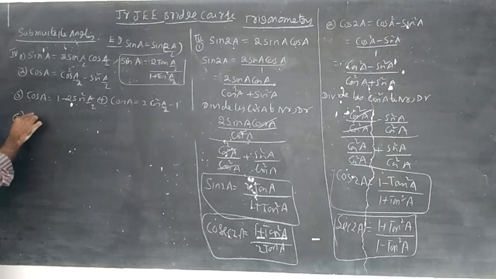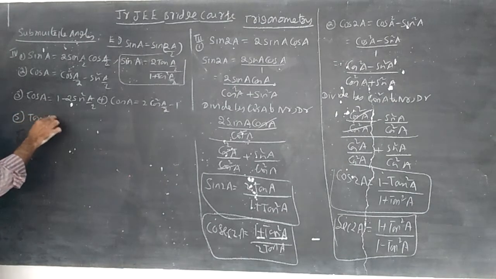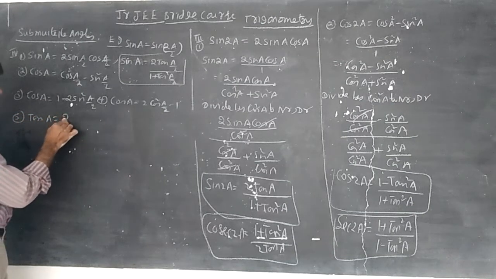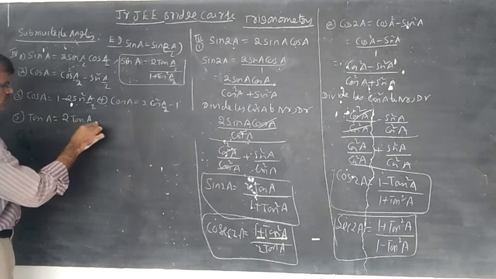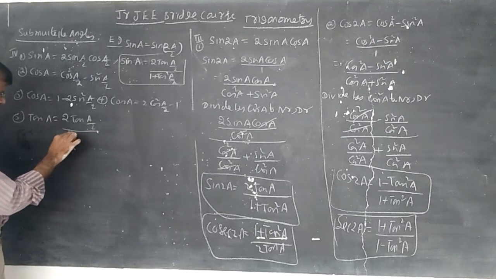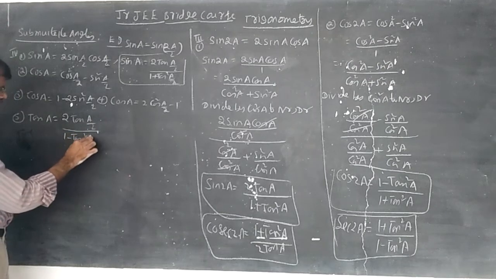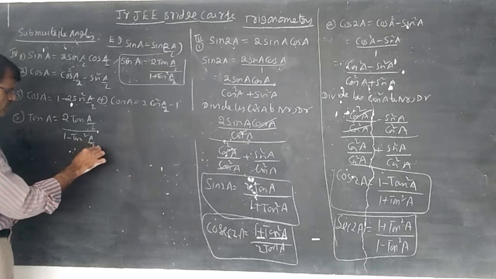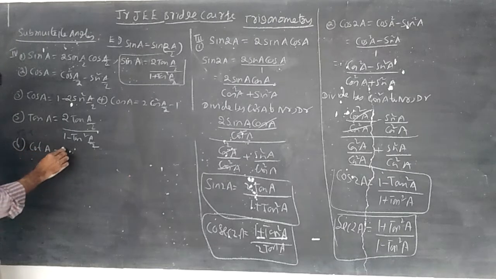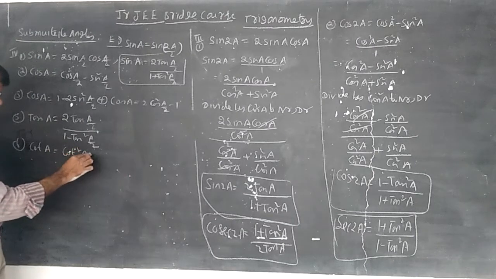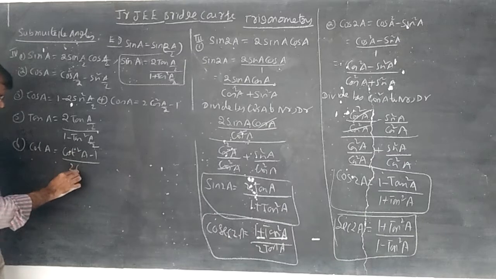Next one, tan A. Of course, tan 2A has the formula 2 tan A by 1 minus tan square A. So it becomes 2 tan A by 2 by 1 minus tan square A by 2. We got cot 2A as cot square A minus 1 by 2 cot A. By saying that, you can write cot square A by 2 minus 1 by 2 cot A by 2.